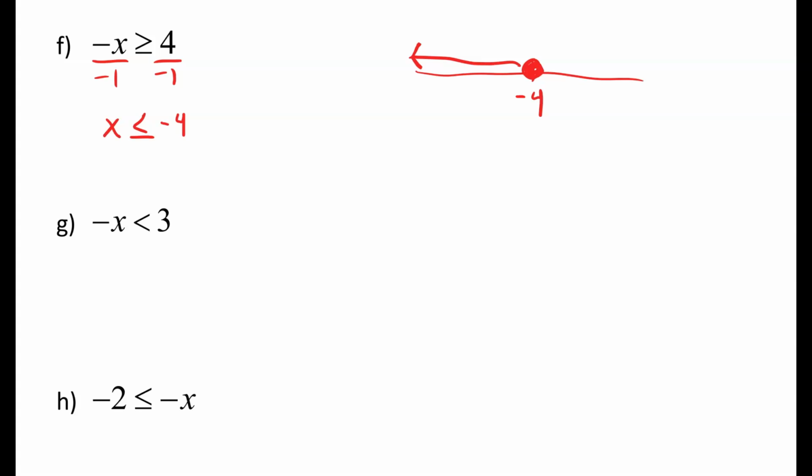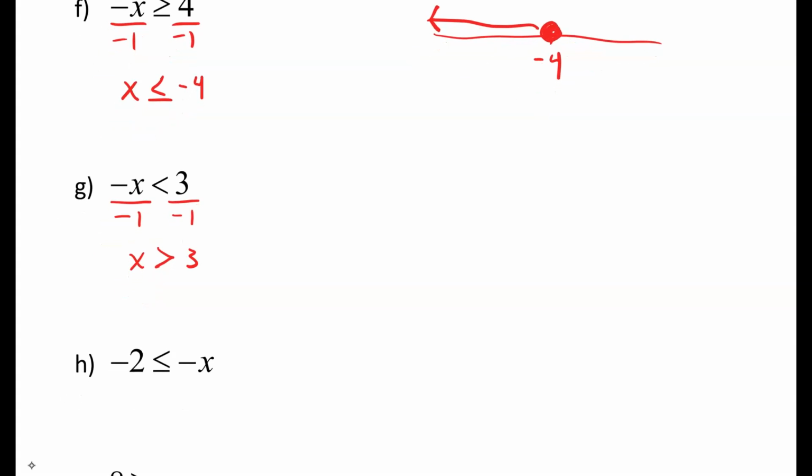Looking at G, I again have the same problem. I have negative x and I want that to be a positive. So I'm going to divide by negative 1, divide by negative 1, making this x, flipping the symbol, and keeping, now, there isn't an underline, so don't add an underline. And then we have 3. Number stays the same, but it becomes negative because I'm dividing by negative 1. So now what I have is x is greater than negative 3.